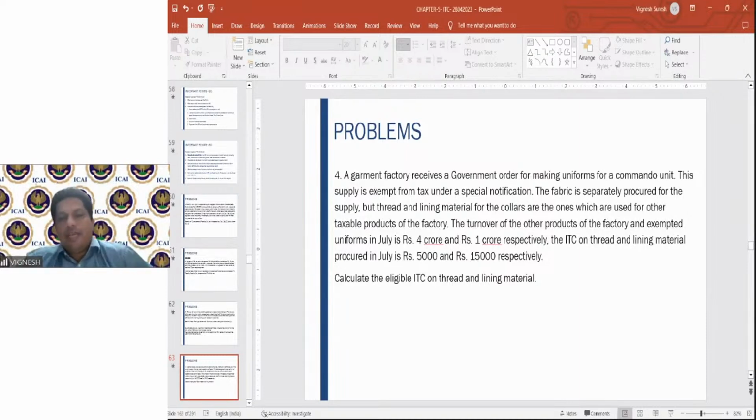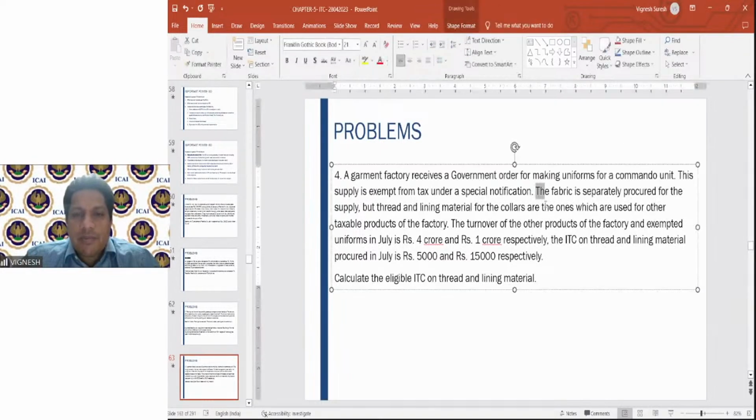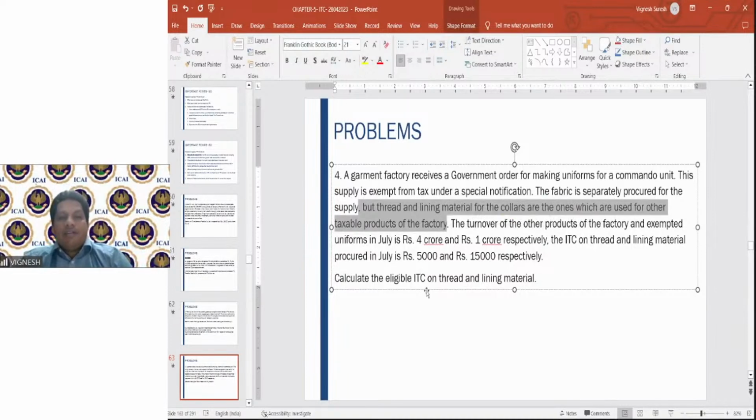So therefore, here if you see, exempt turnover is 1 crore, other products turnover is 4 crores. So total turnover is 5 crores. So what is the common credit which is there? Thread and lining material for 5,000 and 15,000. Here it says the supply is exempt from tax, fabric is separately procured, but thread and lining material for the collars are the ones which are used for other taxable products. So very trickily given.